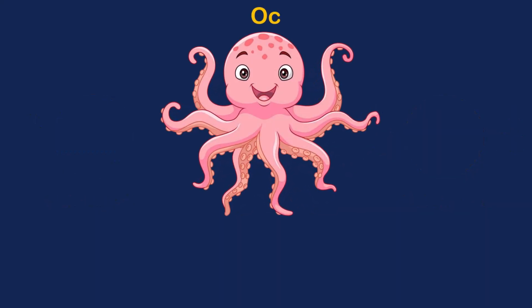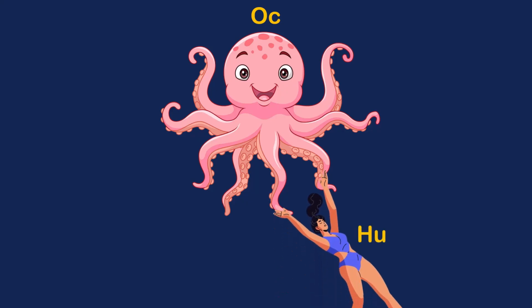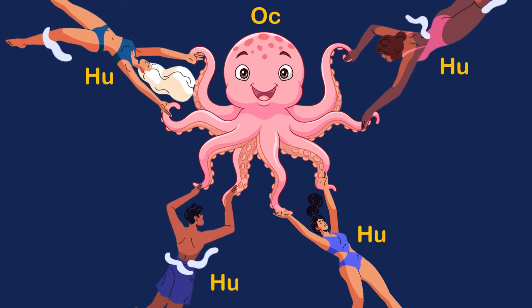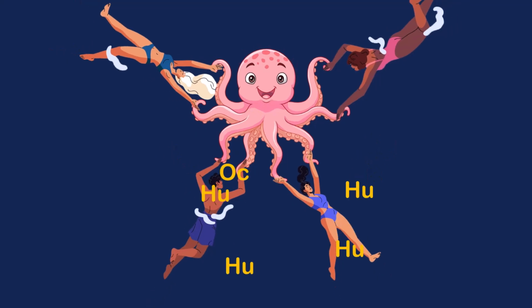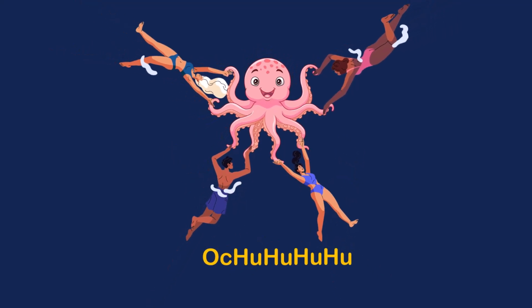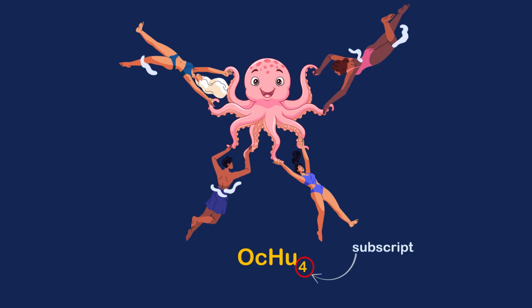Imagine an octopus, OC, with 8 hands, trying to hold hands with humans, HU. Now humans only have 2 arms each, and to lock all the hands of the octopus, we need 4 humans. This would give us 1 OC and 4 HU. Or in other words, OCHU4. That tiny number at the bottom, called the subscript, tells us how many humans are involved in that handshake.